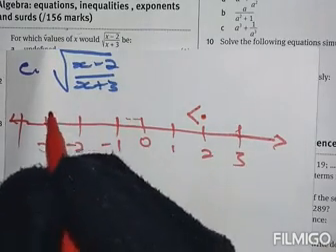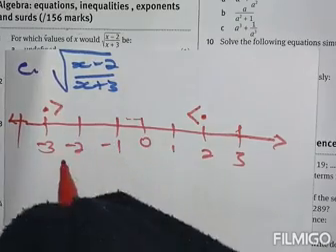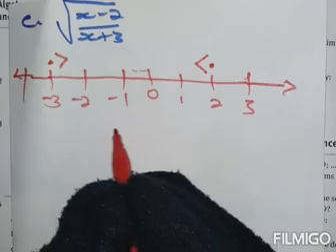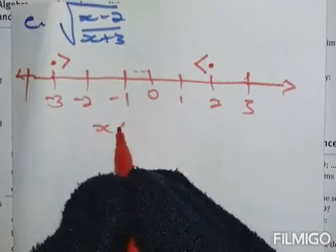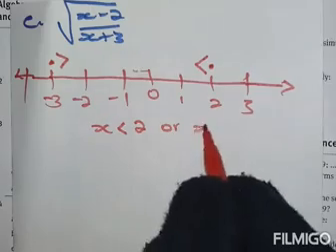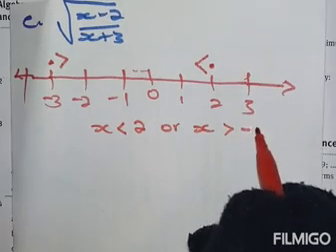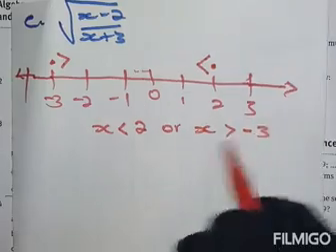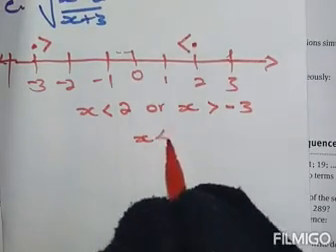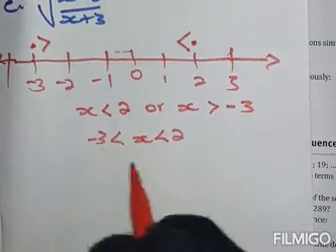So our x can be greater than -3. So to answer our C, we'll say x is less than 2 and x is greater than -3, which is -3 less than x less than 2. This is our C.